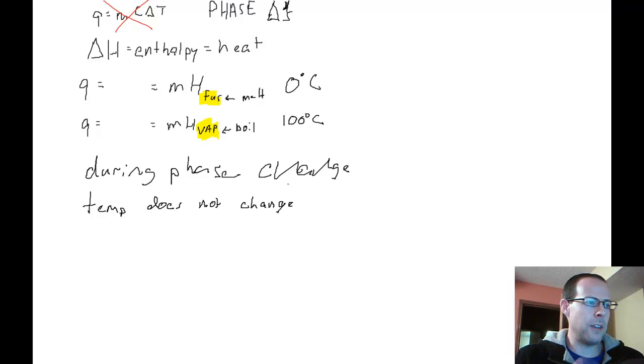Alright, so fuse is melt, vap is boil. During phase changes, temp does not change.